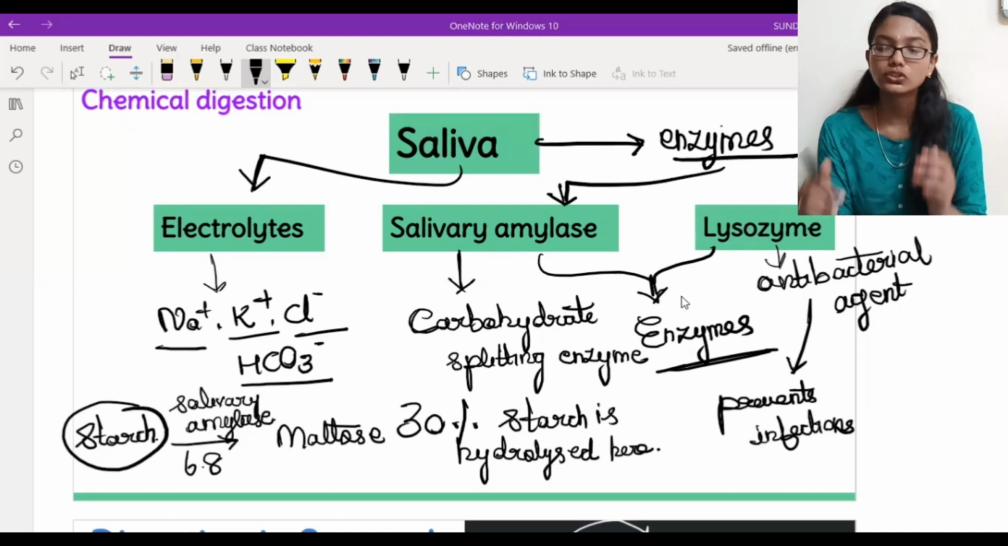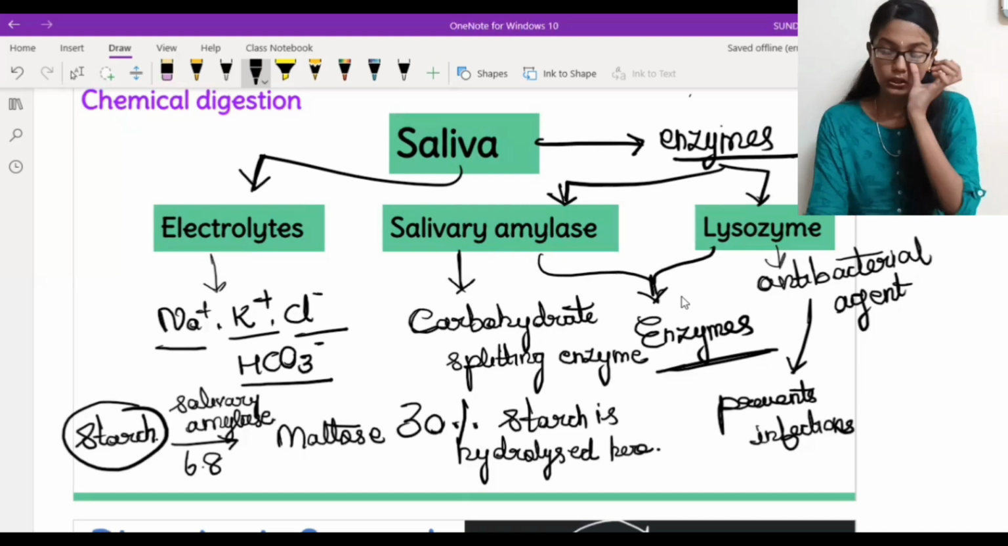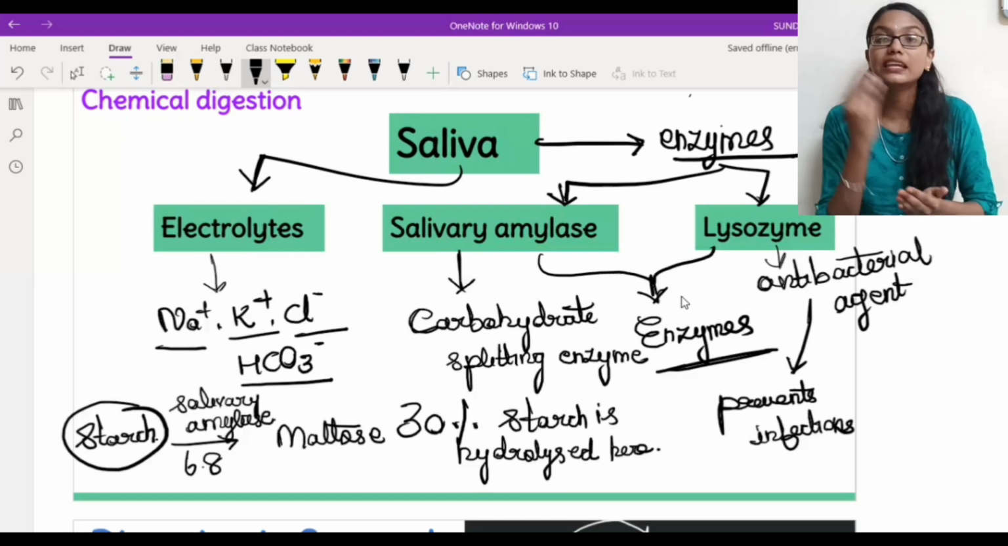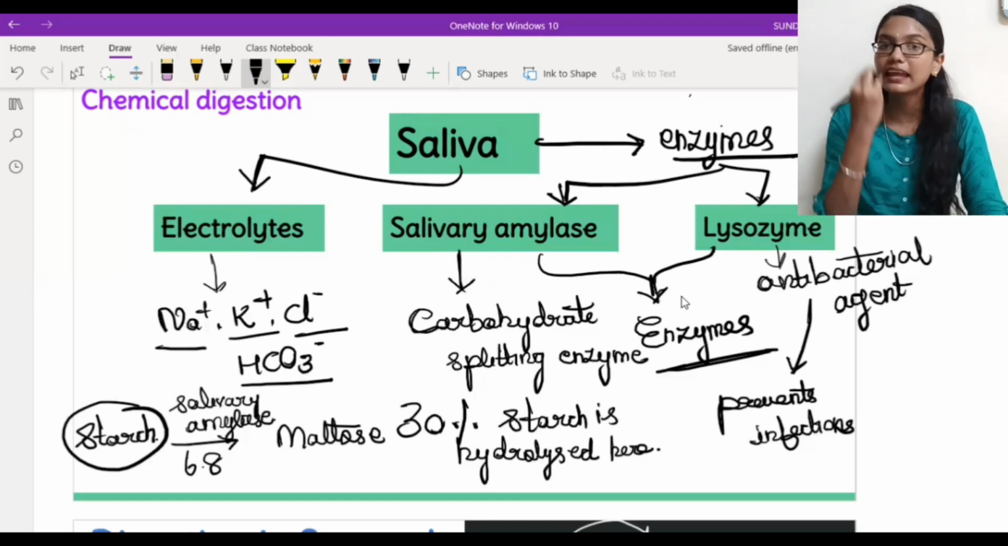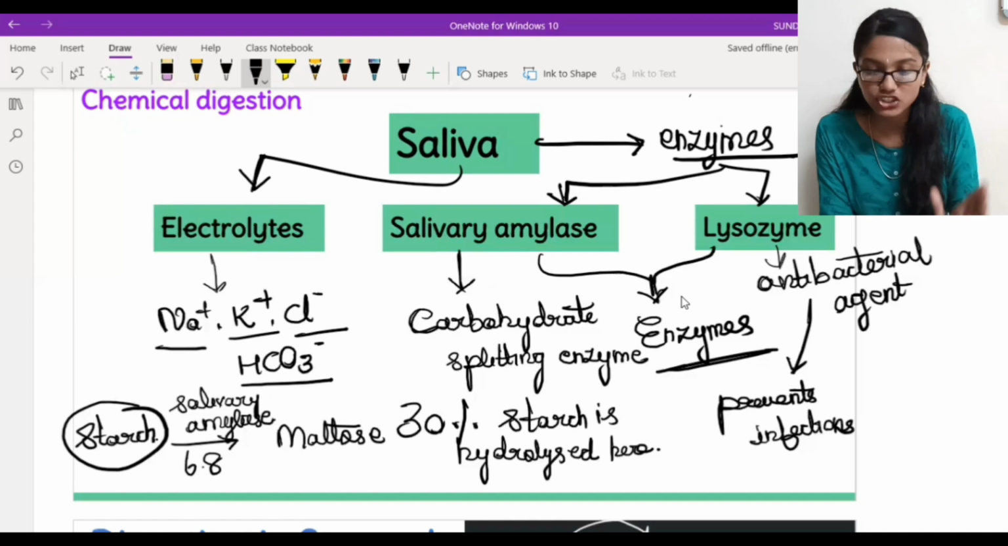So next, another enzyme present is lysozyme. So this is an antibacterial agent. It prevents infection. So it prevents the bacteria from entering inside your mouth. So these two enzymes are very important for your digestion process.